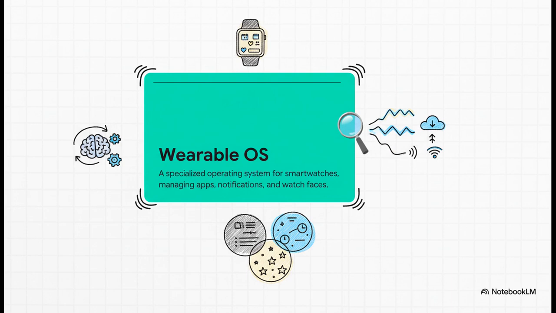So what exactly makes a wearable OS so special? Well, it's not just a shrunken-down phone OS, not at all. It's built from the ground up to be super efficient and perfect for quick, glanceable information. It has to be incredibly smart with battery, manage all those complex health sensors, and juggle everything from notifications to apps to beautiful watch faces, all on a tiny screen. It's really the brains of the whole operation.